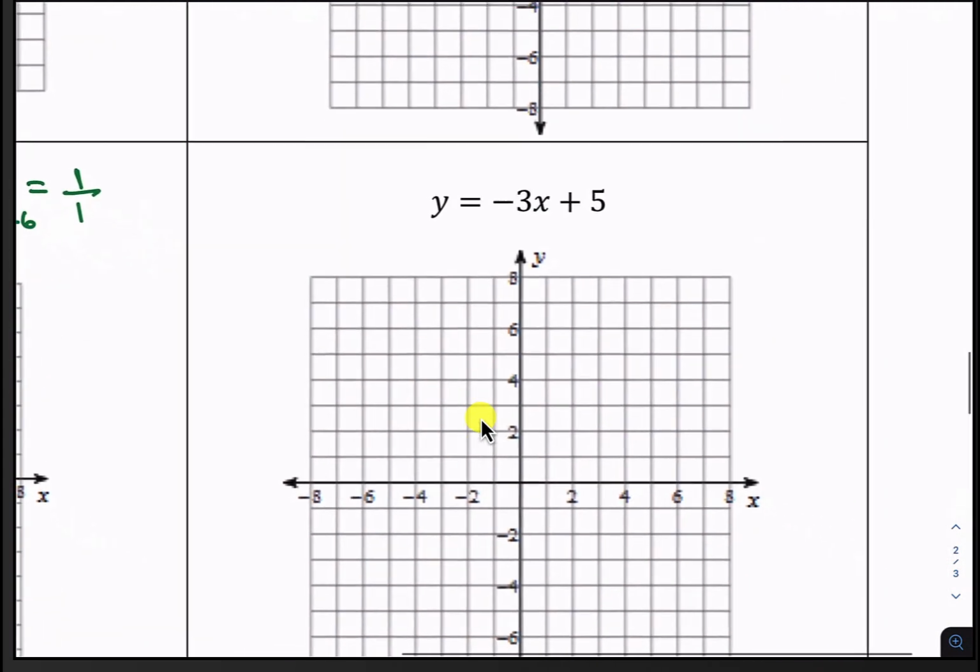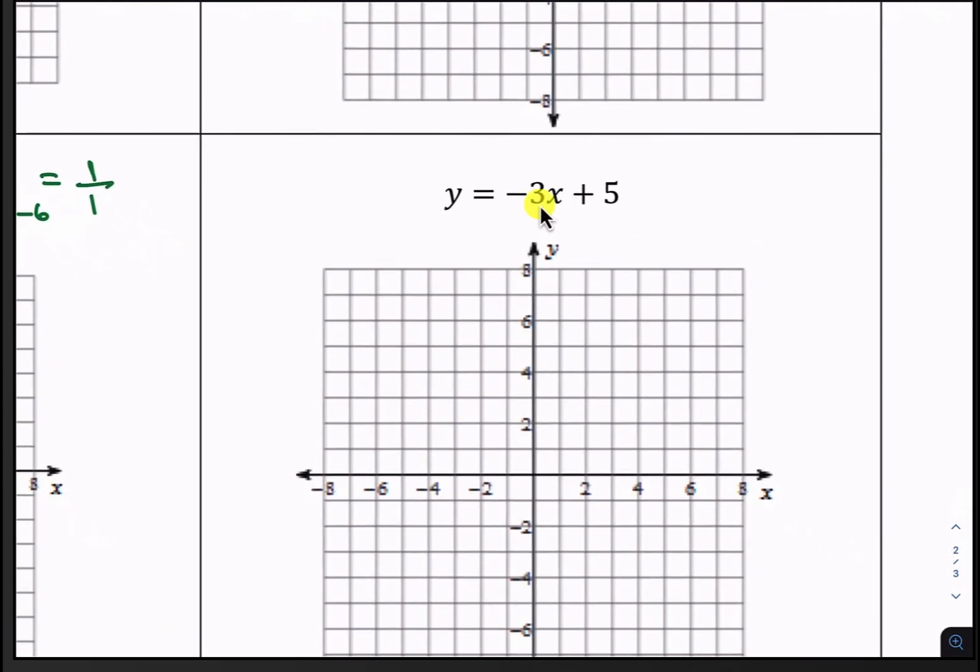All right, and then for our last one, y equals negative 3 times x plus 5. M is the number multiplying the x, so m is negative 3, which we will write as negative 3 over 1. The 5 is b. And that, of course, is our y-intercept. So we're going to start with our first point at 5 on the y-axis, and that would be this point here.